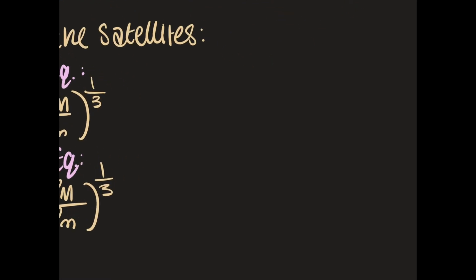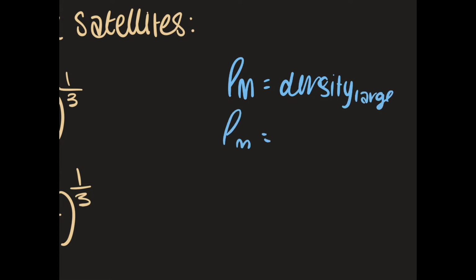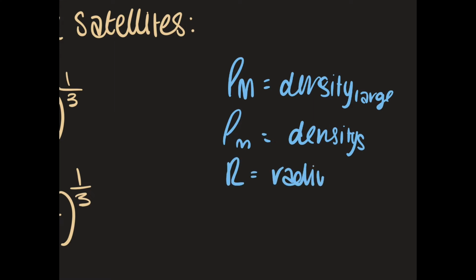So let's define our variables. We have rho large m, and then we can equate this to the density of the larger object, and then we have rho small m, and this is equal to the density of the smaller object, and then large r, which is the radius of the larger object, and then finally d, the distance between the two centers of the two objects.